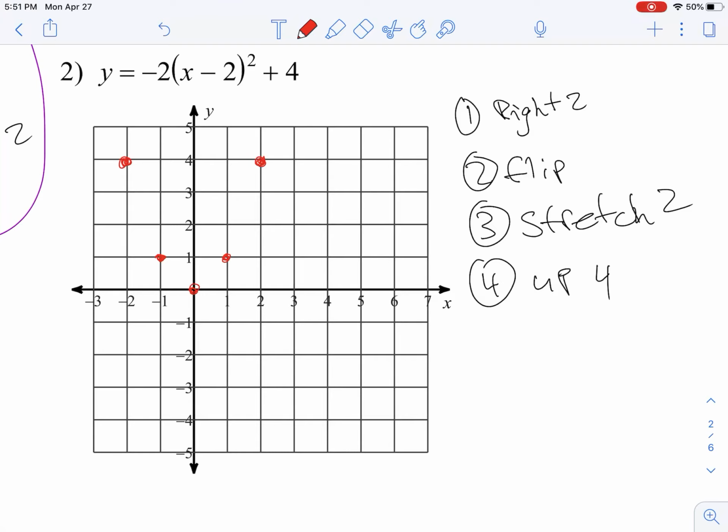So right 2 means this point's going to be here. This point's here. 1, 2, 2. Sometimes you get points on top of points. It's kind of a pain. So you see all my 1s. 1, 1, 1, 1, 1. Okay, now I'm going to flip. So flipping means I'm going to reflect. I'm going to go 1, 2, 3, 4. 1, 2, 3, 4. That's step 2 down there.